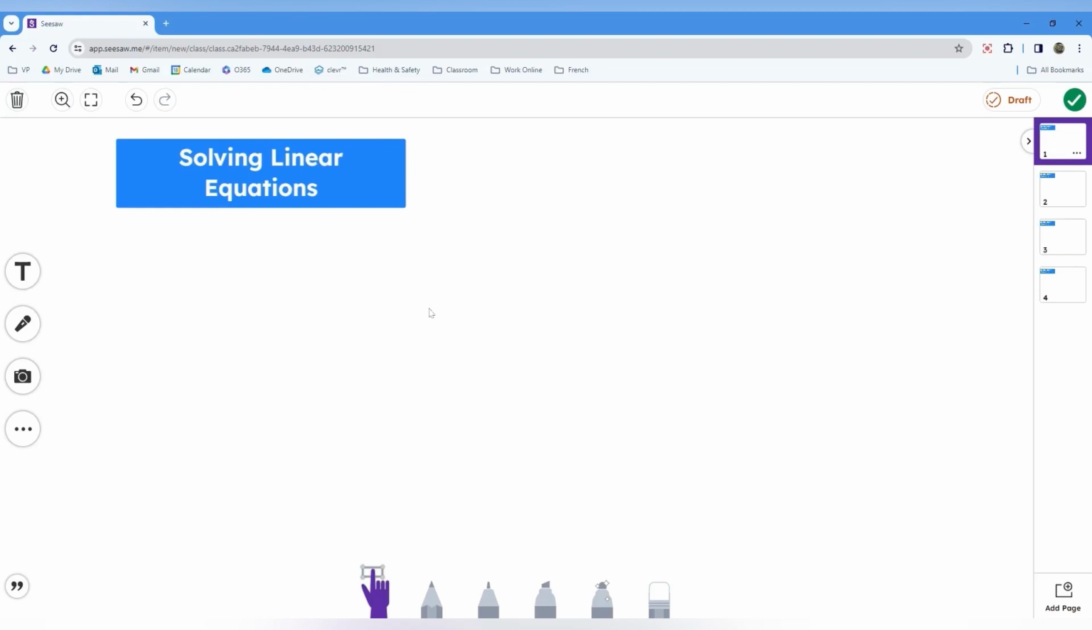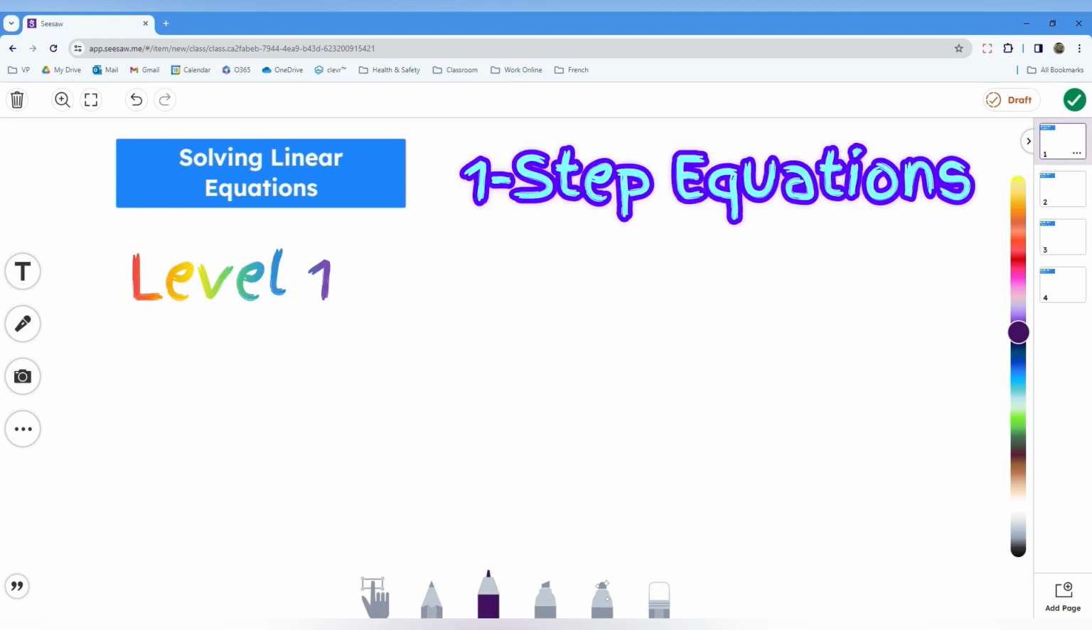Today we're going to be looking at solving linear equations. There are many different kinds of linear equations, so we're going to start with a very basic one, a one-step equation. A one-step equation might look like x plus 5 equals 8. For me to solve and get this x all by itself, what we want to do is the inverse operations.